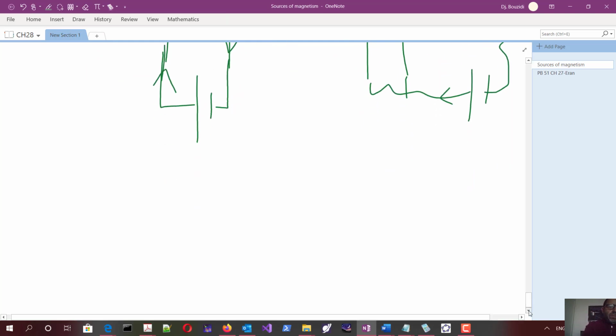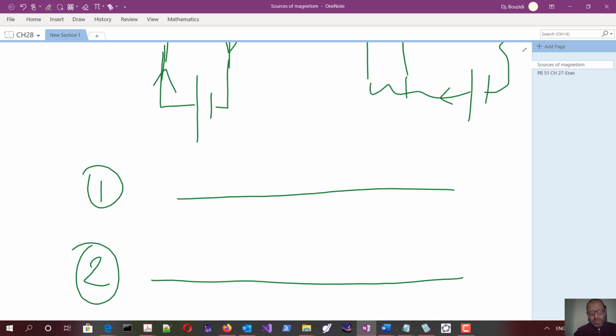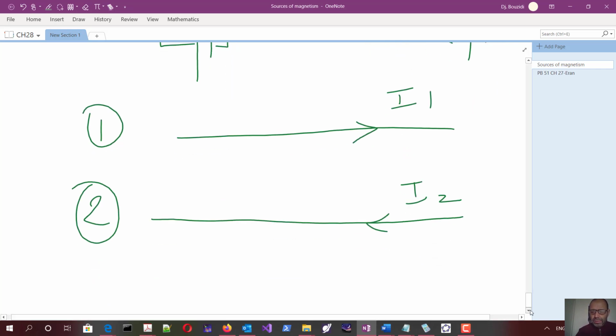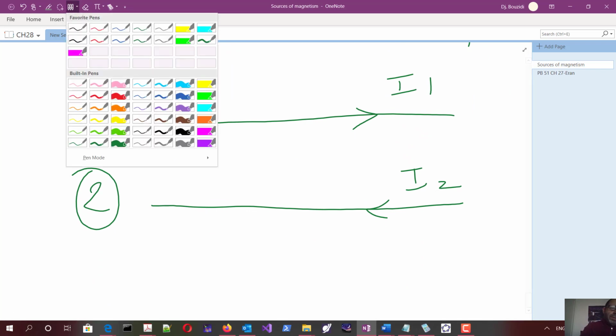So I'm going to take the first case, two wires. I'm going to label this one as wire 1, and this one as wire 2. From the vantage point of wire 1, the current running through it goes in this direction, so it's I1 in this direction, and I2 is in the opposite direction. So let's see what happens. I have two wires that are parallel to one another, and one of them has a current running in the opposite direction than the other wire.